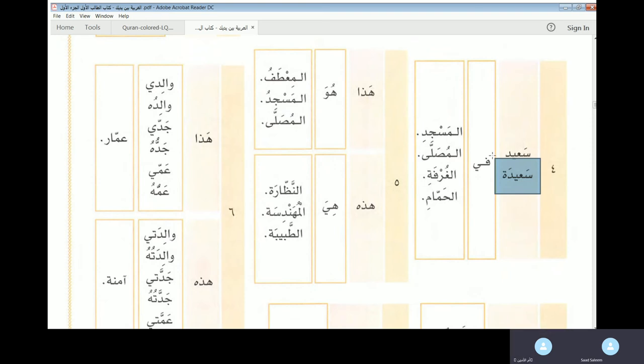Saida fi al-masjid. Saida is in the masjid. Saida fi al-musalla. Saida is in the musalla. Saida fi al-ghurfa. Saida is in the room. Saida fi al-hammam. Saida is in the bathroom.